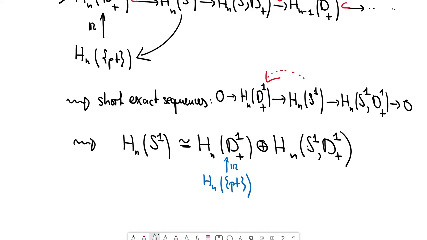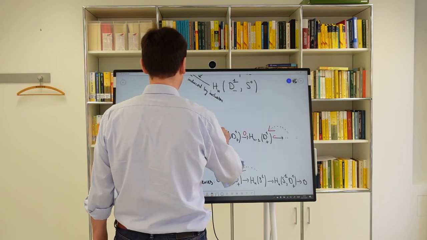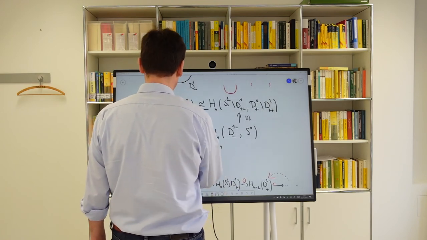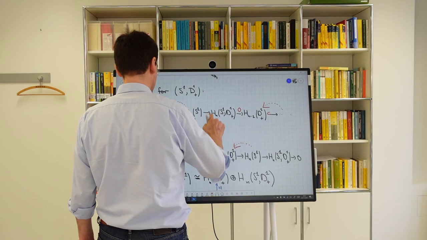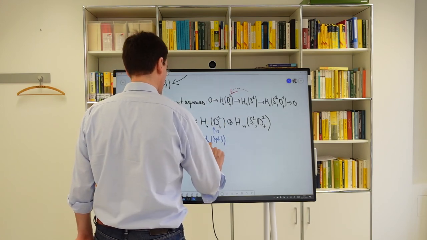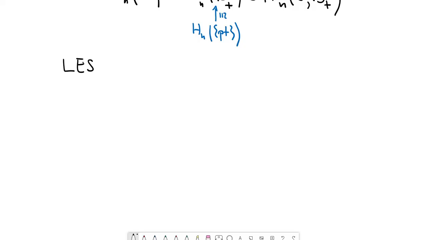All right, so that's the analysis of the first long exact sequence. Now let's go to the other long exact sequence. Let's remind ourselves what this was. Okay, so this was the first we analyzed. And now we do a separate analysis of the sequence of the pair D1 minus S0. And hopefully we'll see after that the homology of the circle. All right, so this is, what was it, D1 minus?